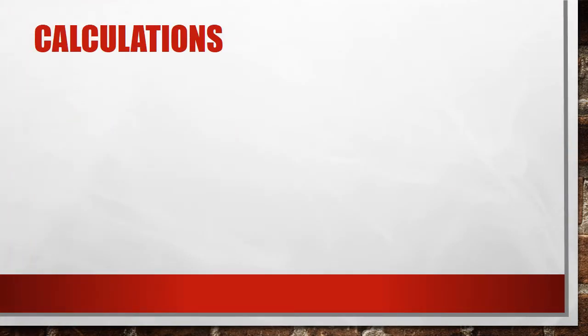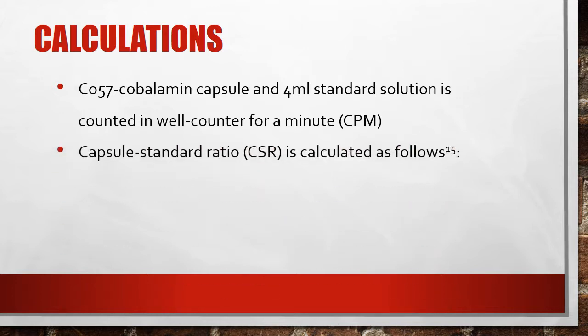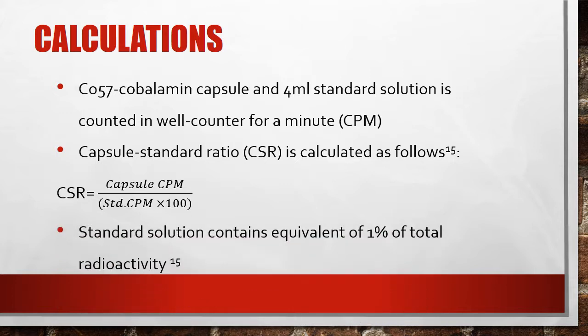The urine samples are calculated in the radiopharmacy as follows. The cobalt-57 cobalamin capsule and a 4 ml standard solution is counted in the well counter for 1 minute. The capsule standard ratio is calculated as follows. The capsule standard ratio is equal to the capsule count per minute divided by the standard count per minute multiplied by 100. The standard solution contains the equivalent of 1% of the total radioactivity in the oral dose.